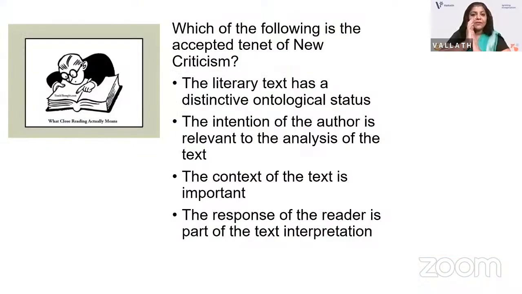Okay, Ankita. Which of the following is the accepted tenet of new criticism? New criticism focuses on which of the following? The literary text has a distinctive and ontological status. Is that true? The literary text has a distinctive ontological status. The intention of the author is relevant to the analysis of the text. That is wrong. Intentional fallacy says that intention of the author is not relevant.